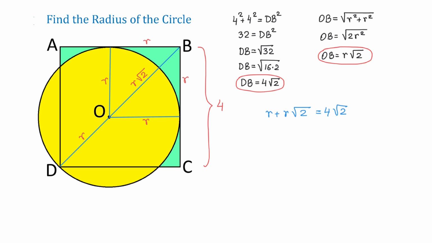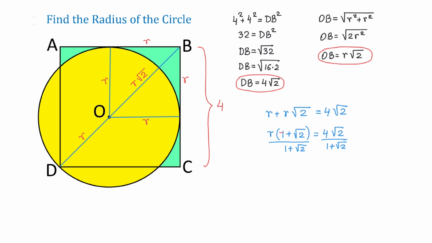And for this, on the left side, we will factor out r, and in parentheses, we will have 1 plus square root of 2 equals 4 square root of 2. So here, if we check the work, then indeed r times 1 is r, and r times square root of 2 is r square root of 2. And now to solve for r, we will divide both sides by 1 plus square root of 2.